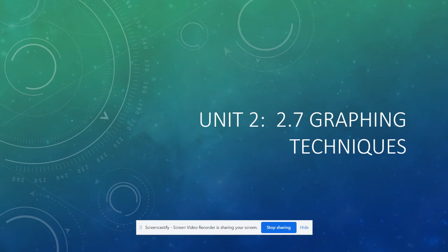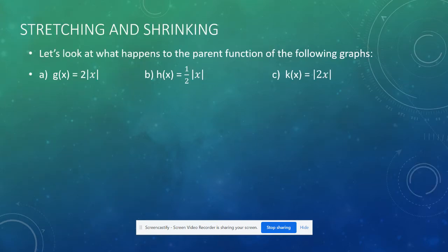Welcome back, everybody. Today we're going to talk about graphing techniques with transformations of parent functions, whether they are even or odd, and some of their symmetry. Let's start with transformations of our parent functions, stretching and shrinking. So this parent function is going to be y is equal to the absolute value of x.